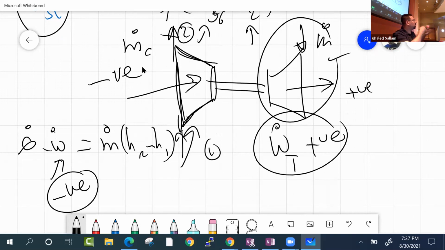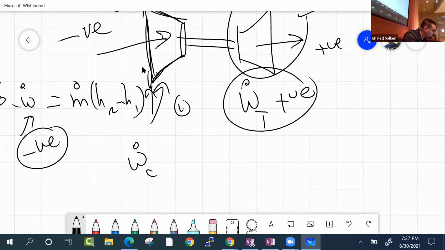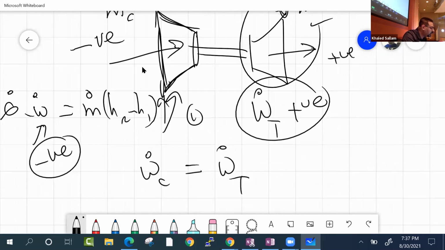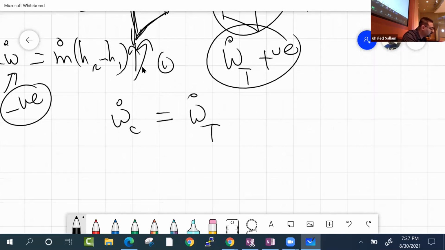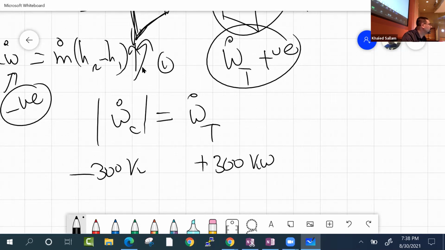But I want to equate the work to the work so I can get the m dot compressor. I want to say that work compressor equals work turbine. Really? You're going to say work compressor equals work turbine? Are you going to say that the 300 kilowatt equals the minus 300 kilowatt? No, you can't. You have to say the magnitude of the compressor equals the turbine, balancing my budget. Do I say my salary equals my spending? No, my salary, let's say $1,000 per month, equals the magnitude of my spending, which is minus 1,000.